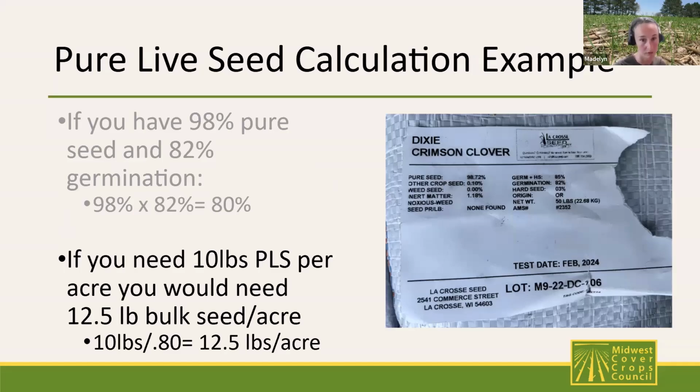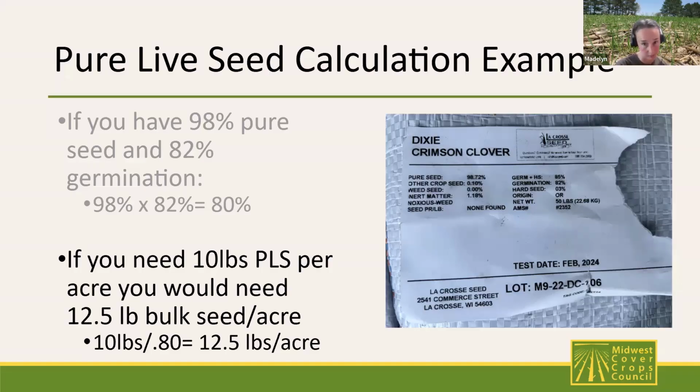So we already figured out our pure live seed percentage. Let's say I want 10 pounds pure live seed for my clover. I'm going to divide my pure live seed by that 80%, or in this case, 0.8. I'm going to divide 10 pounds by 0.8 to get my bulk seeding rate, which is 12.5 pounds.